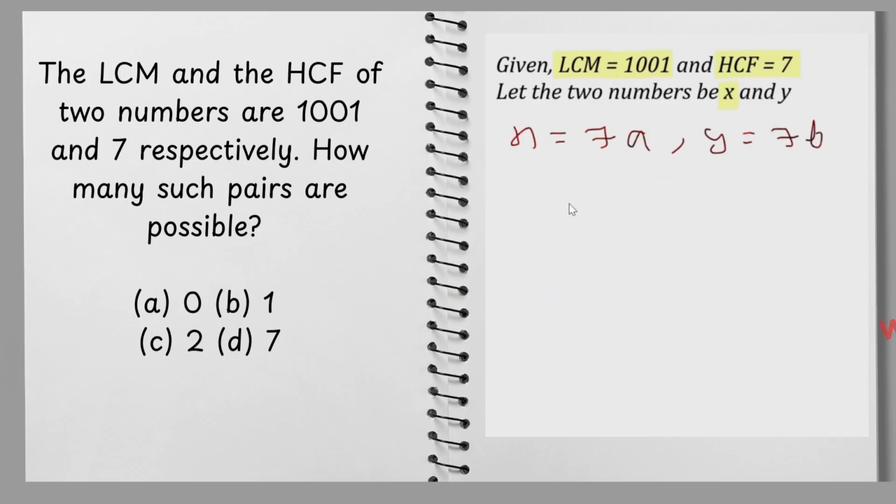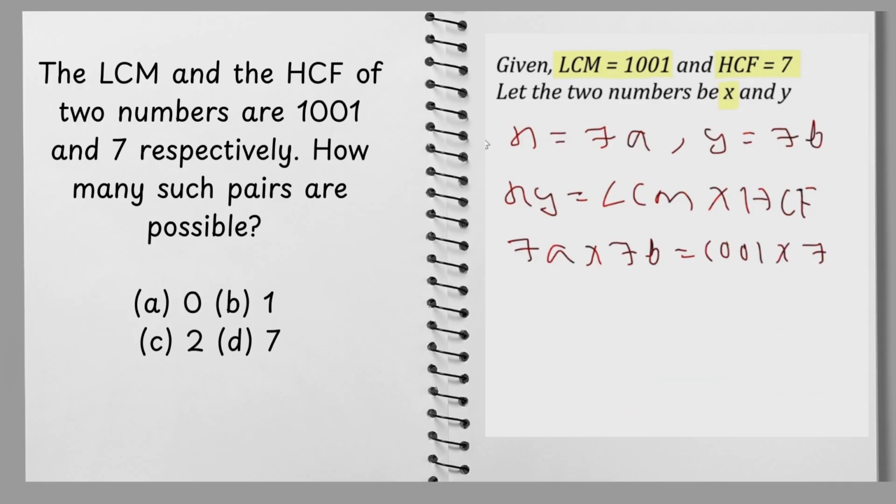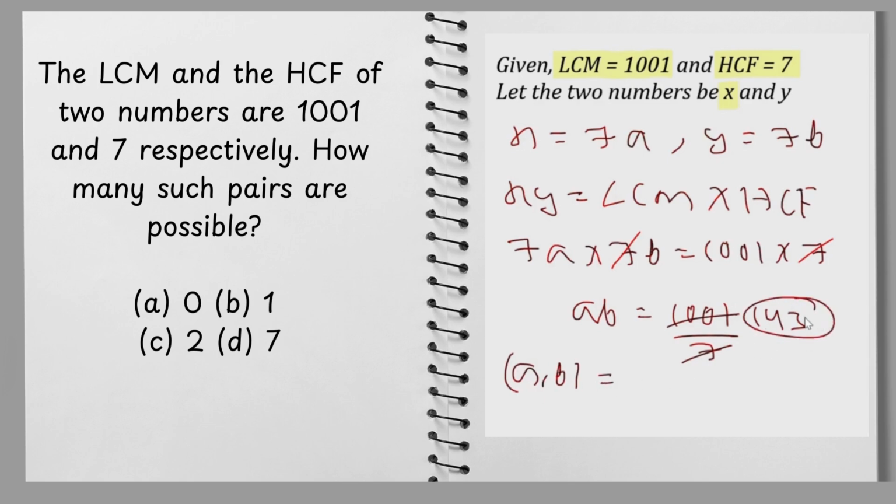are coprime numbers. Now from the relation that the product of two numbers is equal to LCM multiplied by the HCF, I'm replacing X with 7A and Y with 7B. That gives you LCM, which is 1001, into HCF, that is 7. So 7 gets reduced here. So now I can write AB as 1001 divided by 7, which is 143.